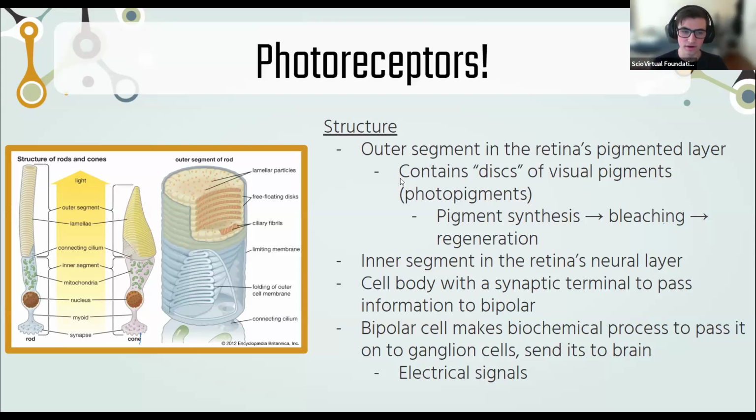The reason why they're on these disc packets is because it maximizes the surface area that you can have the chemicals there. If you have more surface area, you're going to be more sensitive. So they're in those disc packets just to maximize that surface area and be able to feel light better.